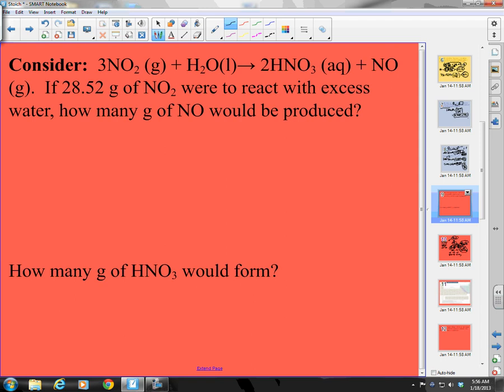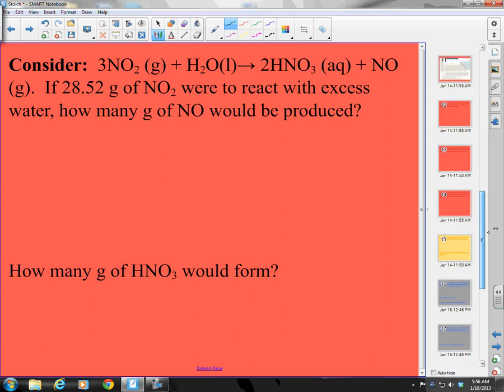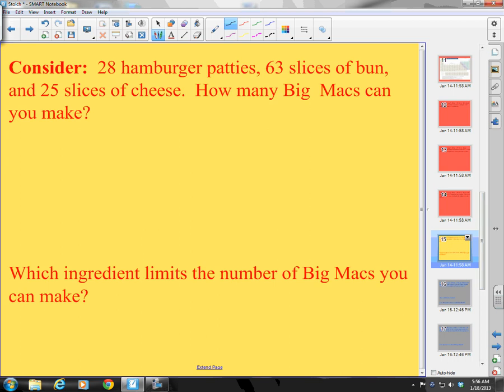So here we go. I have 3 nitrogen dioxides plus water yields 2 nitric acids and nitrogen monoxide. Okay, we've seen that before. Oh, we've done this. Sorry, we have to go somewhere else. Here we go. Consider 28 hamburger patties, 26 slices of bun, and 25 slices of cheese. How many Big Macs can you make?